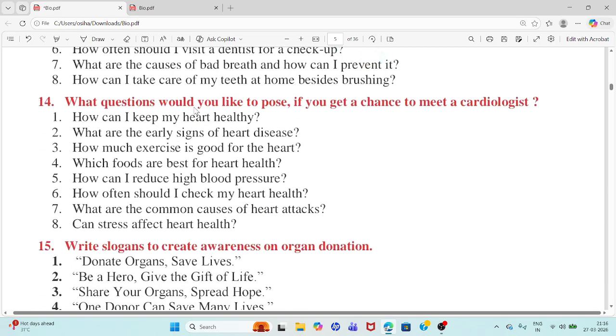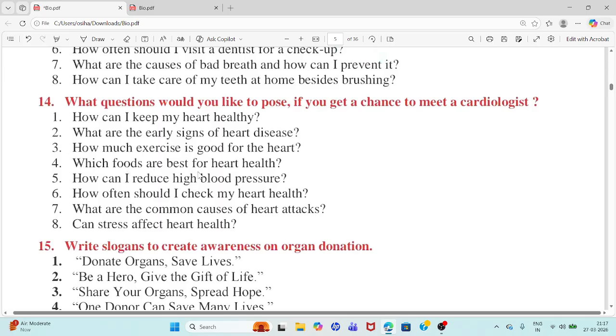14th question. What questions would you like to pose if you get a chance to meet a cardiologist? If you visit a cardiologist, whatever you have in mind, you can write here. See, how can I keep my heart healthy? What are the early signs of heart disease? How much exercise is good for the heart?